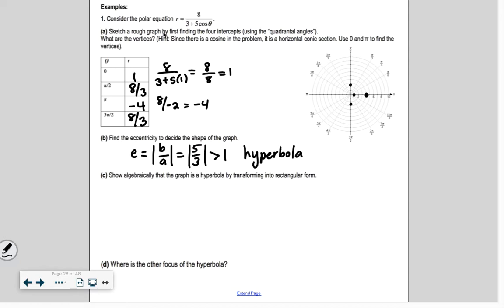Now that we know it's a hyperbola, are we kind of seeing where it's going to go? Next: show algebraically that the graph is a hyperbola by transforming into rectangular form. So we can change this into rectangular form. We take our r equals 8 over 3 plus 5 cosine theta, and we multiply the denominator over. Oh, did I have a 3 plus? Why did I do 5 plus 8? I'm just adding things in my head that don't need to be added, right? So multiplying over, I have 3r plus 5r cosine theta is equal to 8.